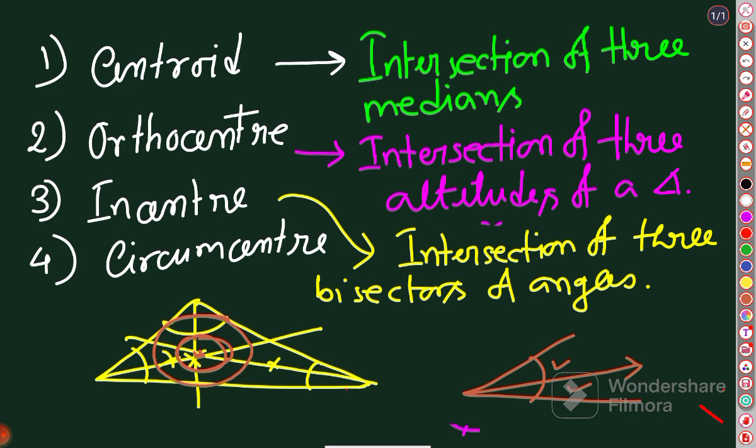The circle is inscribed in the triangle, just inside it. Inside the circle, this point is the center of this circle. That is why it is called the incenter. I will also show how to construct the incenter of a triangle.